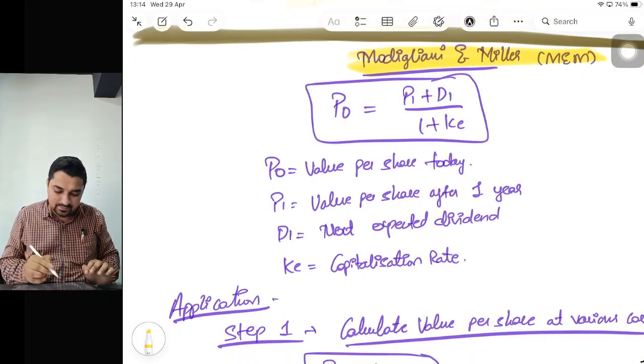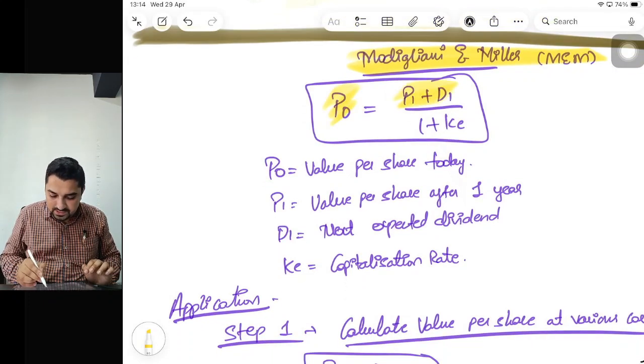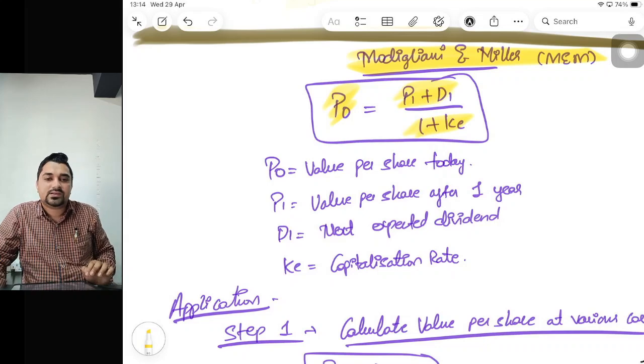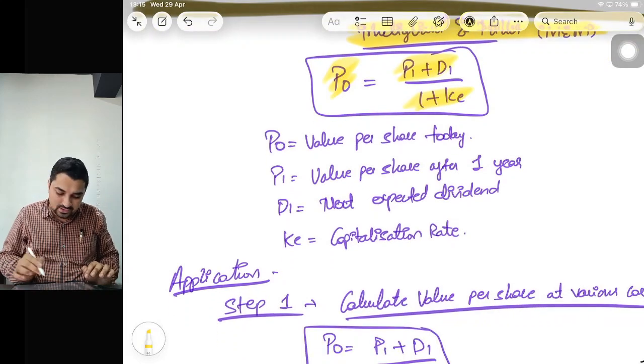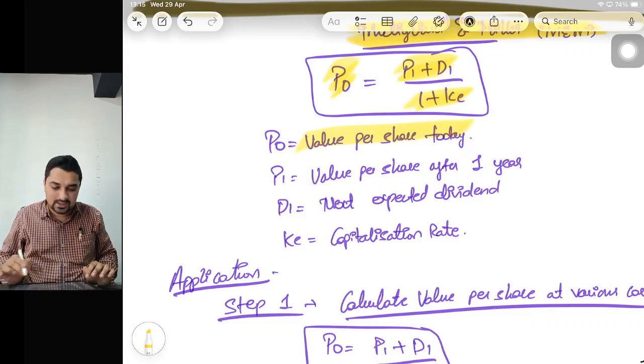What is the formula? P0 equal to (P1 plus D1) divided by (1 plus KE). What is P0? Value of the share today. What is P1? Value of the share after 1 year.